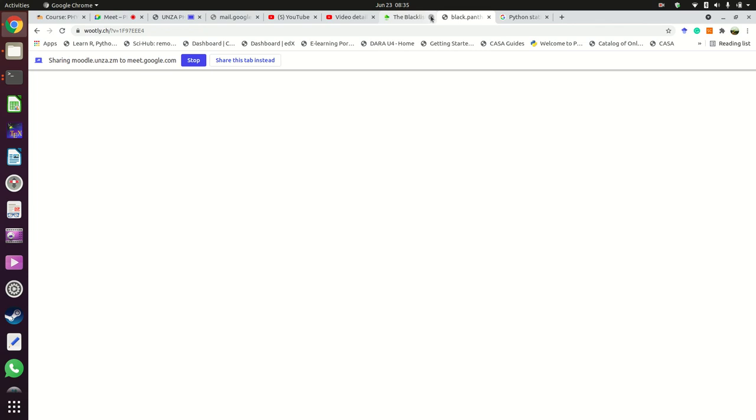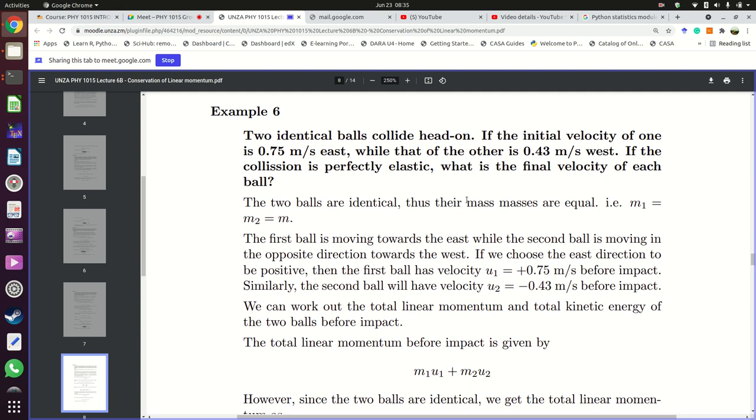Yeah. So in our example here, we have example six, two identical balls. These are two balls, identical, meaning that they're both the same mass. They've got the same mass, they are made of the same material, they've got the same shape. Two identical balls collide head on.